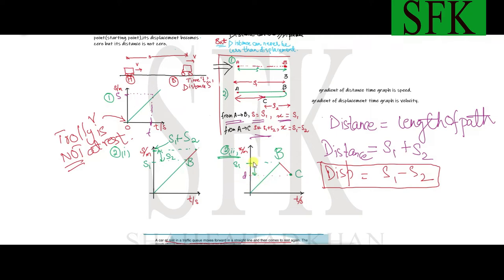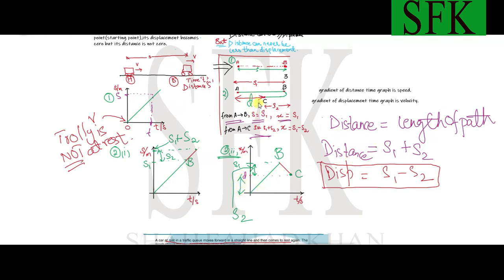This difference between S1 and D, this arrow, represents the distance that it moved backwards. So the displacement becomes only D. This is its displacement.